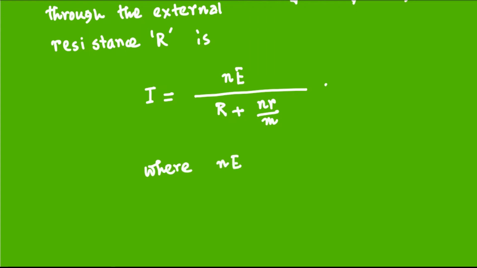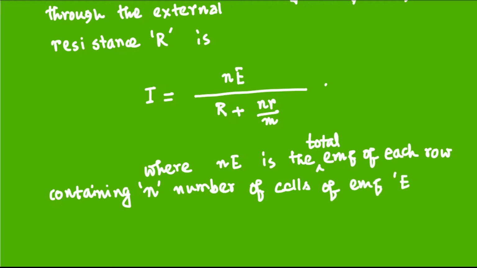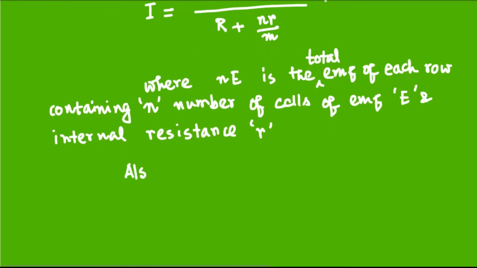Where nE is the total EMF. nE is the total EMF of each row. That is also the total EMF of the mixed combination of cells. nE is the total EMF of each row containing n number of cells in series combination. n number of cells of EMF E, and internal resistance r. Each cell has EMF E and internal resistance r, small r.